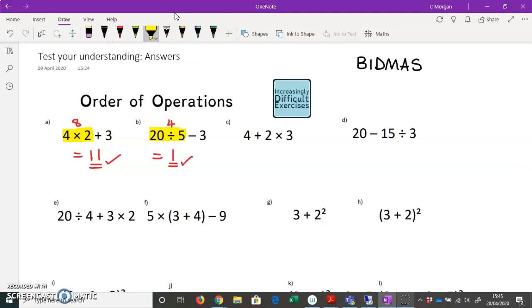Looking at my next one, I've either got addition or multiplication. I can see that in BIDMAS, multiplication comes first. 2 times 3 is 6. 4 add 6 is 10. Part D. 15 divided by 3 comes before subtraction. 15 divided by 3 is 5, and 20 subtract 5 is 15.